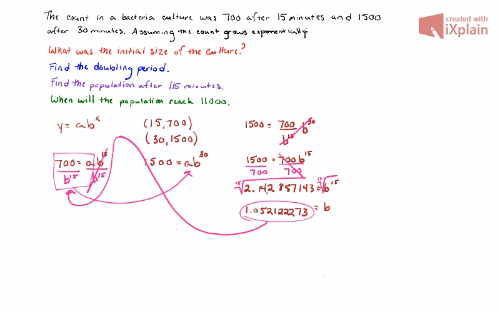Sorry, my arrow went a little bit haywire there. So I now know that A is equal to 700 divided by 1.052122273, and we're going to raise that to the 15th power. This is going to reveal that we started off with 326.6 repeating bacteria. So this is our solution to the first question.